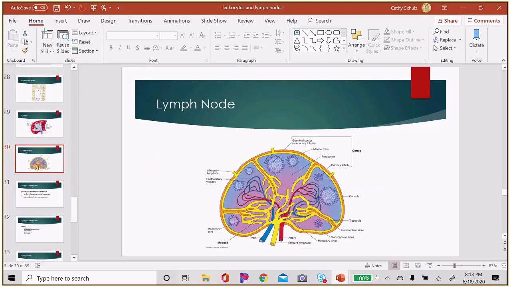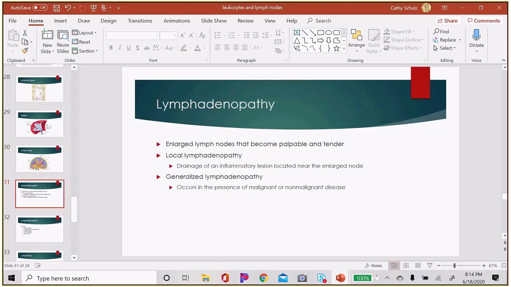Lymph nodes are located throughout the body. Those are filters. Remember, our lymph vessels drain into lymph nodes, and there are special cell germ centers where we can increase production of B lymphocytes or T lymphocytes depending on the needs of the body. So a growth or an increase in size of a lymph node is essentially lymphadenopathy, where a lymph node becomes easy to feel and potentially has pain associated with it.